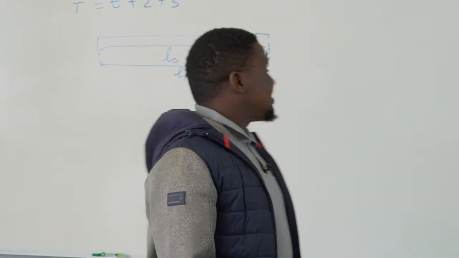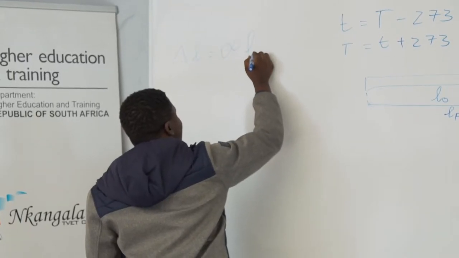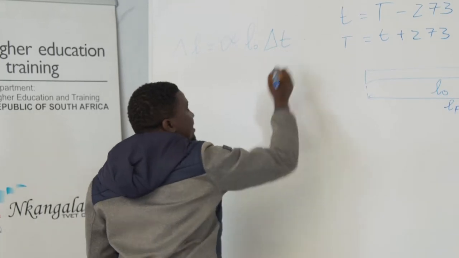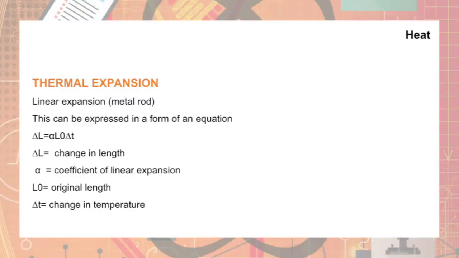Now I want us to look at the following slide. This takes us to the expression of thermal expansion, where the change in length is equal to alpha times the original length times the change in temperature. Let us look at our PowerPoint slide. We have delta L, which is our change in length. This is the small number of millimeters by which, in this case, our aluminium rod changes.